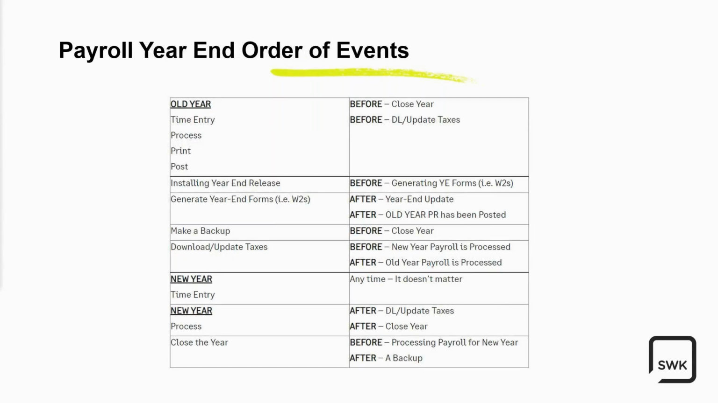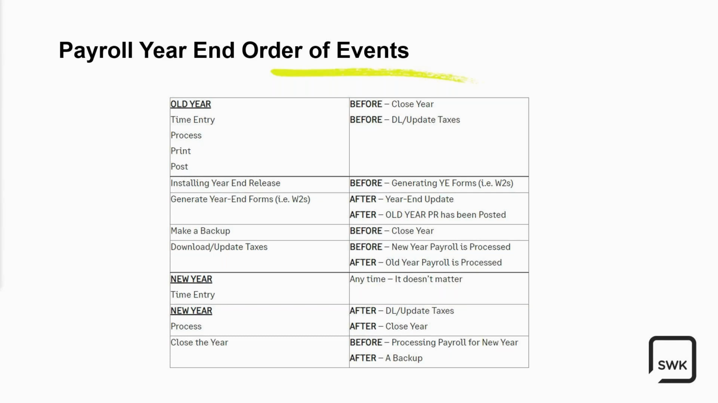So payroll year-end order of events. There's some timing-sensitive things, I would say, for payroll when you're running W-2s. So in your old year, the year that you're going to be running W-2s for, you're going to enter your last payroll of the year, you're going to process it, print it, and post it, right? And you'll do that before you close your year and before you do your updates for your taxes for the following year. And then we typically will advise you to install the year-end release. So there's usually a year-end tax release for W-2s, which will be in your payroll updates, so you'll be able to update those. Then we would generate our year-end forms.